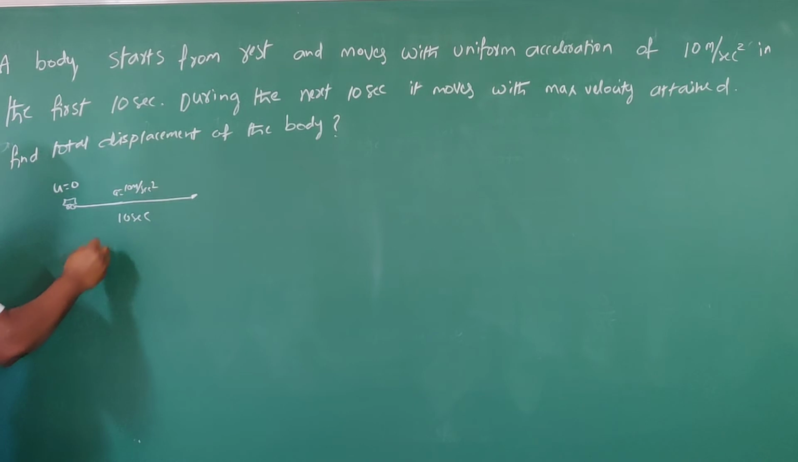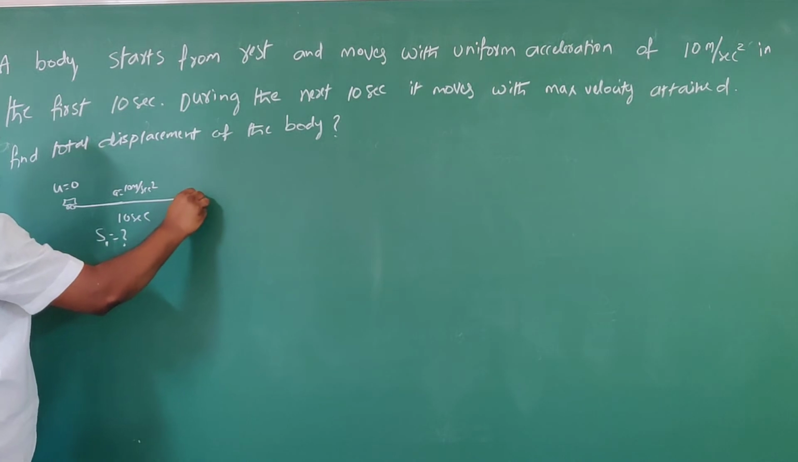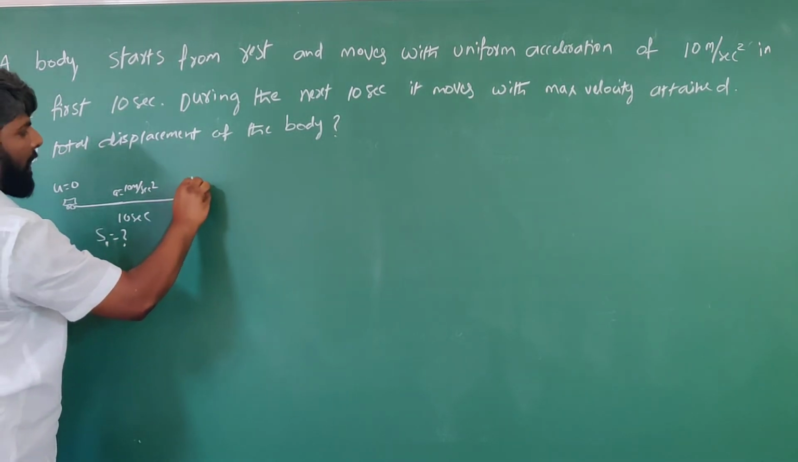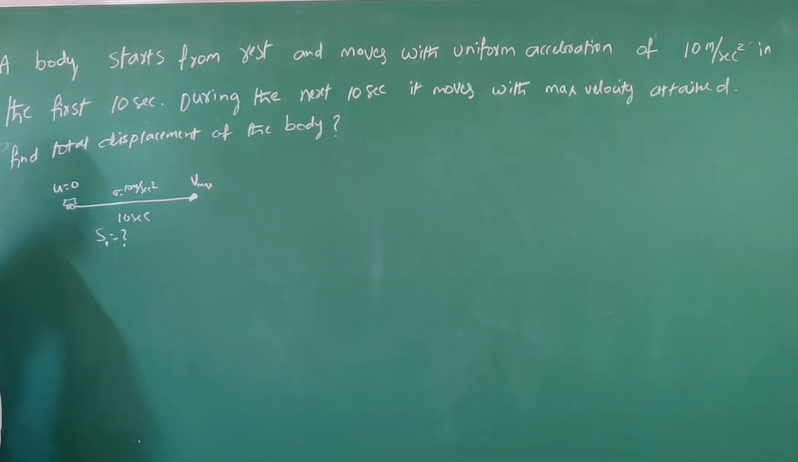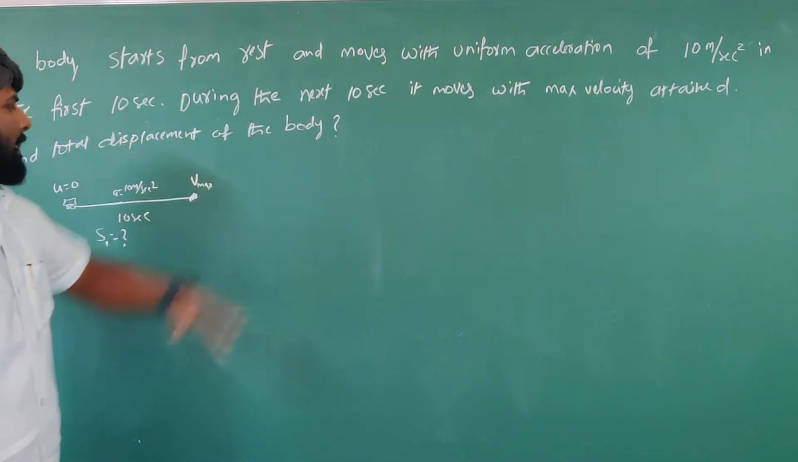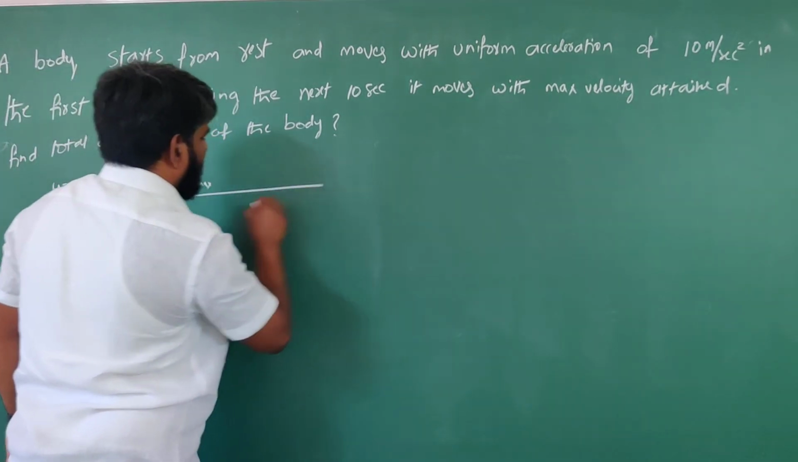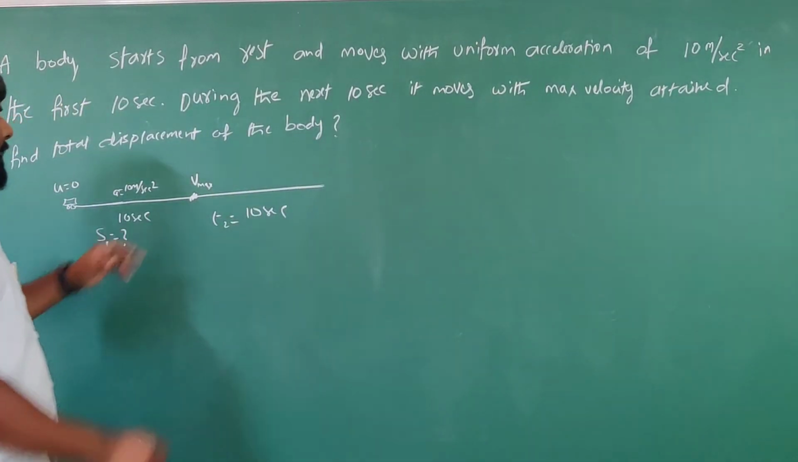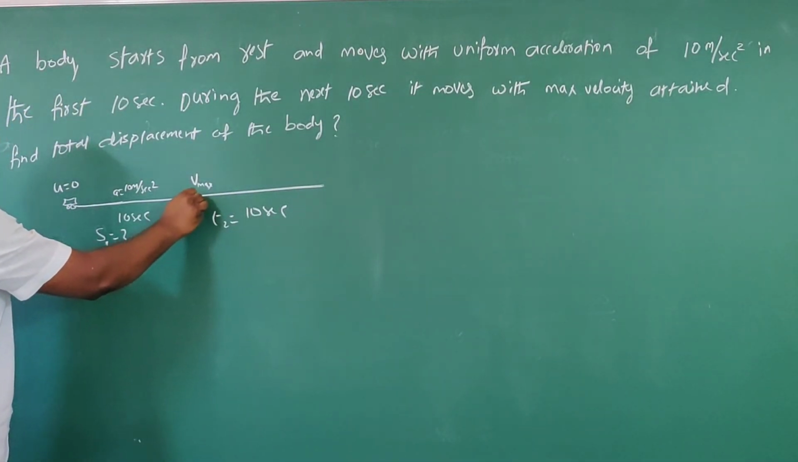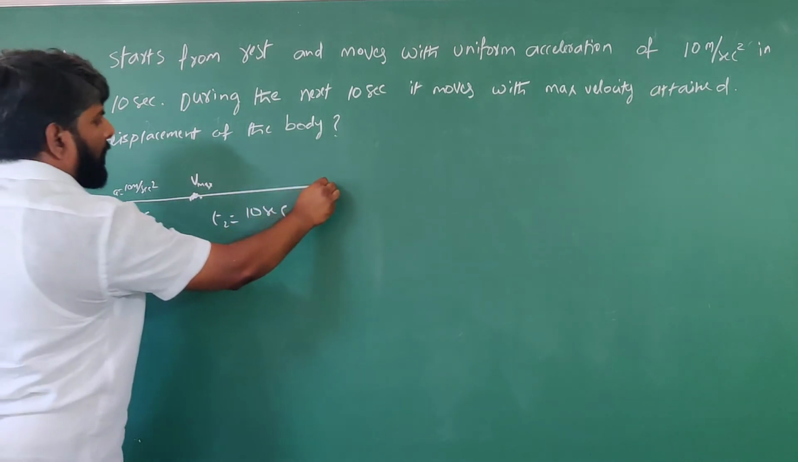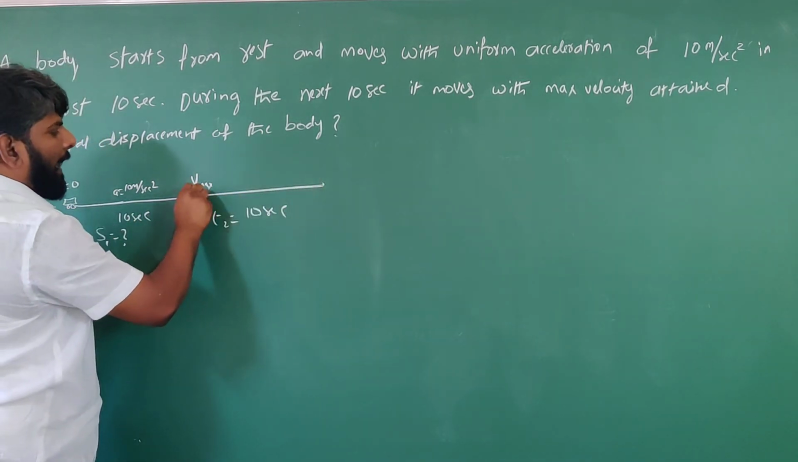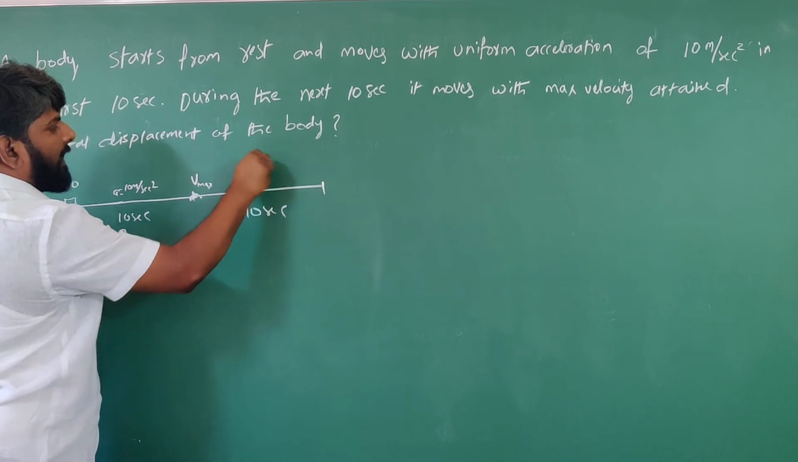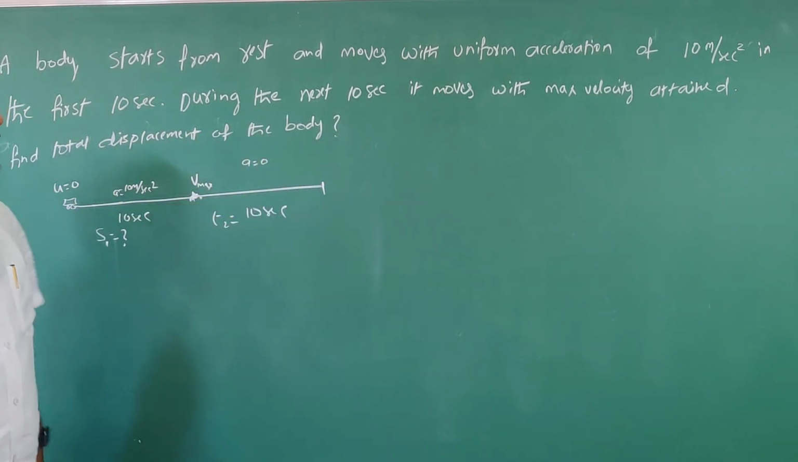It covers a certain distance, we don't know exactly how much displacement, S1. After 10 seconds, it reached a particular velocity which is maximum. In the next 10 seconds, it moves with the maximum velocity attained. Means with the velocity it had at the start of the next 10 seconds, with the same velocity it travels. With the same velocity means what about the acceleration in this part? 0. In this particular part acceleration is 0.